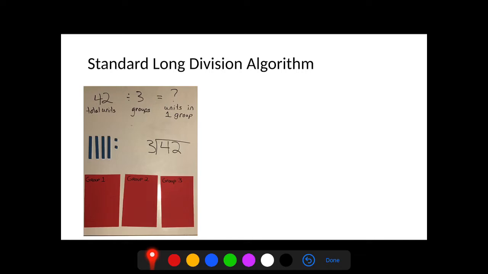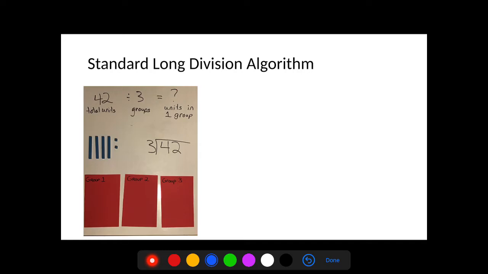Guess what? We just modeled the standard long division algorithm. We used the partitioning, or how many in each group perspective of division. We started with 42 total units. We had 3 equal groups, and we figured out how many units in each group, or how many units in one group. We're going to use this model and this perspective of division to go step by step and try to understand why the long division algorithm makes sense.